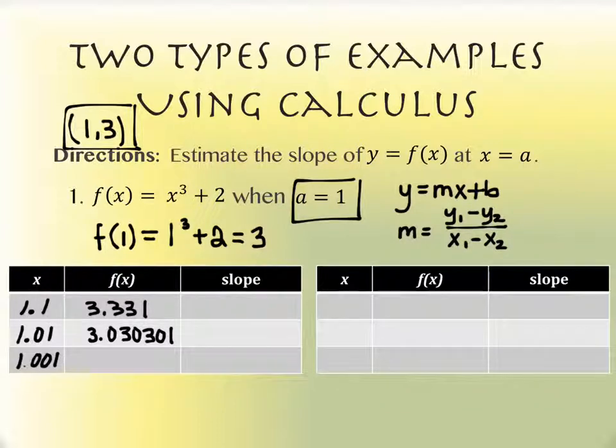Then we have one more, and I think it has more than 6. It does. So we will just write the first 6 of these. The first 6 of these is 3.003003.